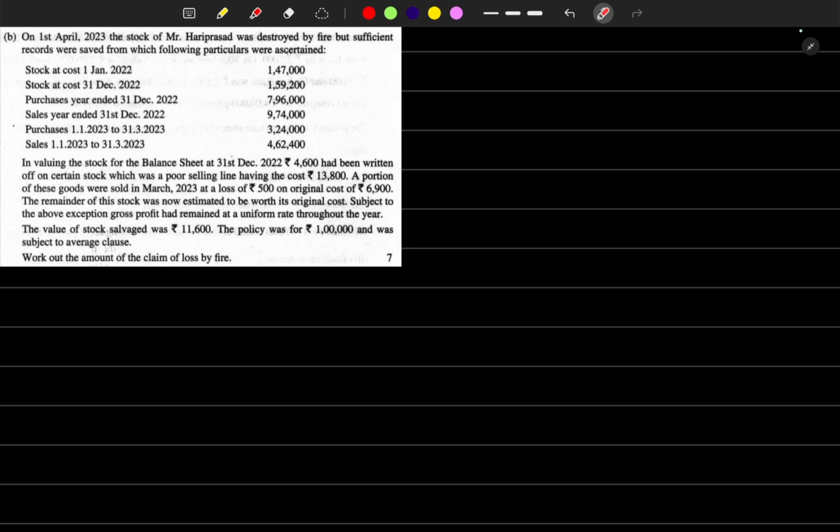This would be the max level problem that can be asked. Let's quickly work out this problem and get to know this concept. Insurance claim, loss of stock.